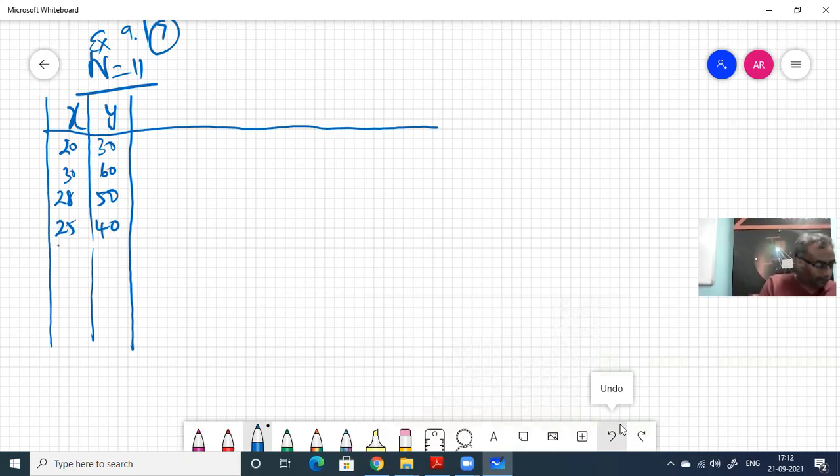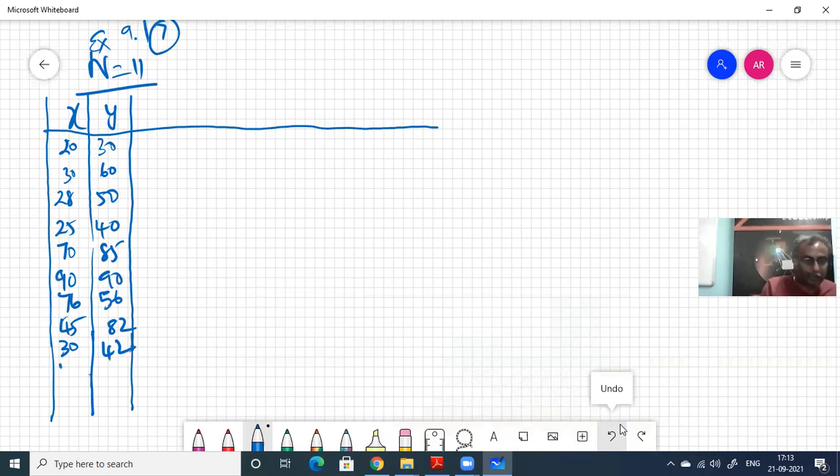The fifth fellow got 70 and 85. Then the next fellow got 90 and 90. Then 76 and 56. Then 45 and 82. Then 30 and 42. Then 19 and 31. Then 26 and 49. This fellow got that.